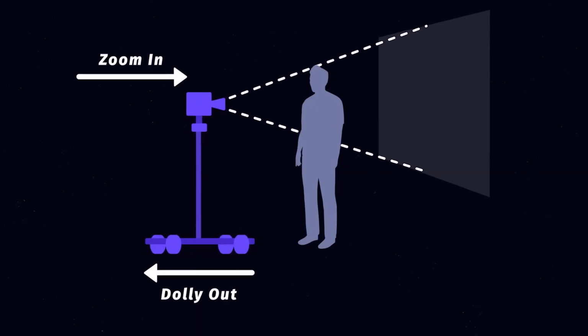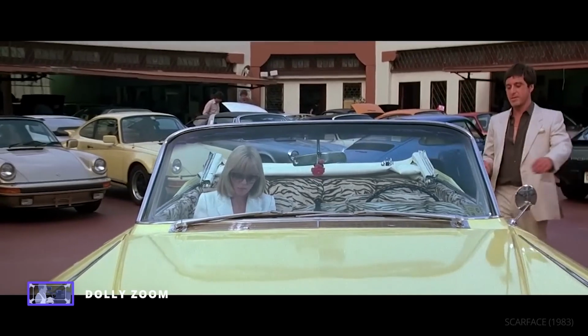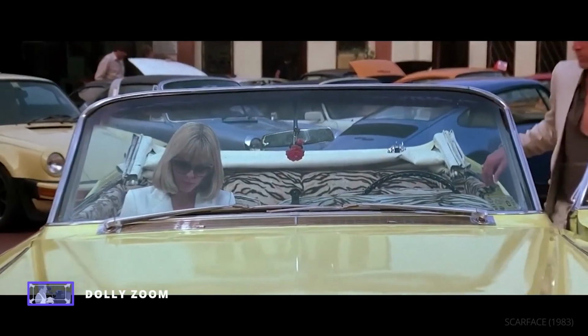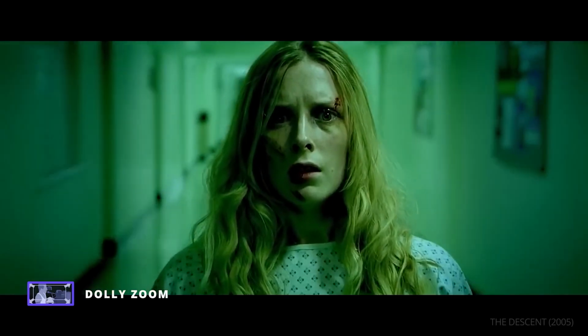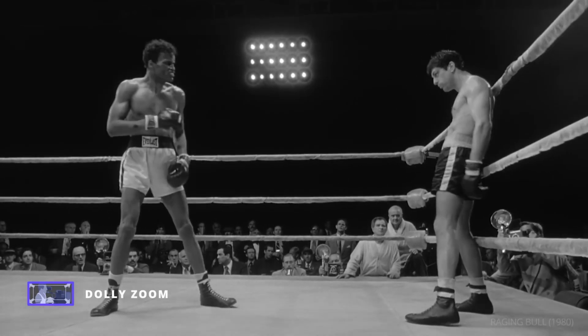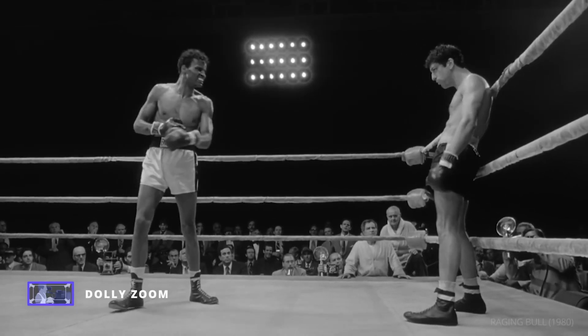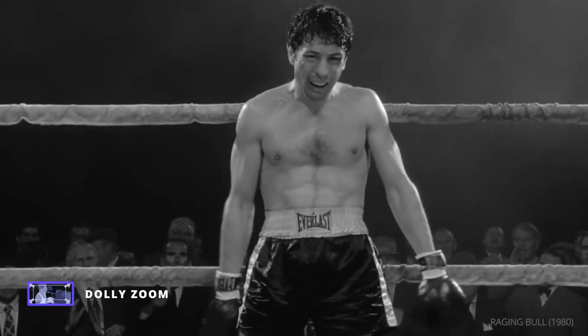The second way is by dollying out while zooming in. This causes the foreground subject to become dominant over the background. The dolly zoom can be used to highlight a growing relationship between two subjects, like in this scene from Raging Bull, where Scorsese slows everything down.